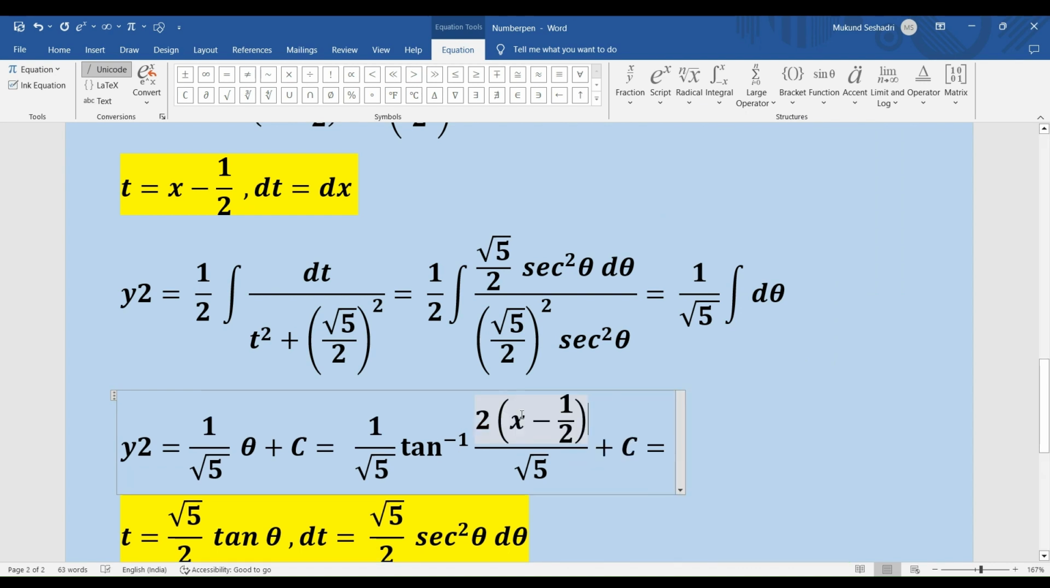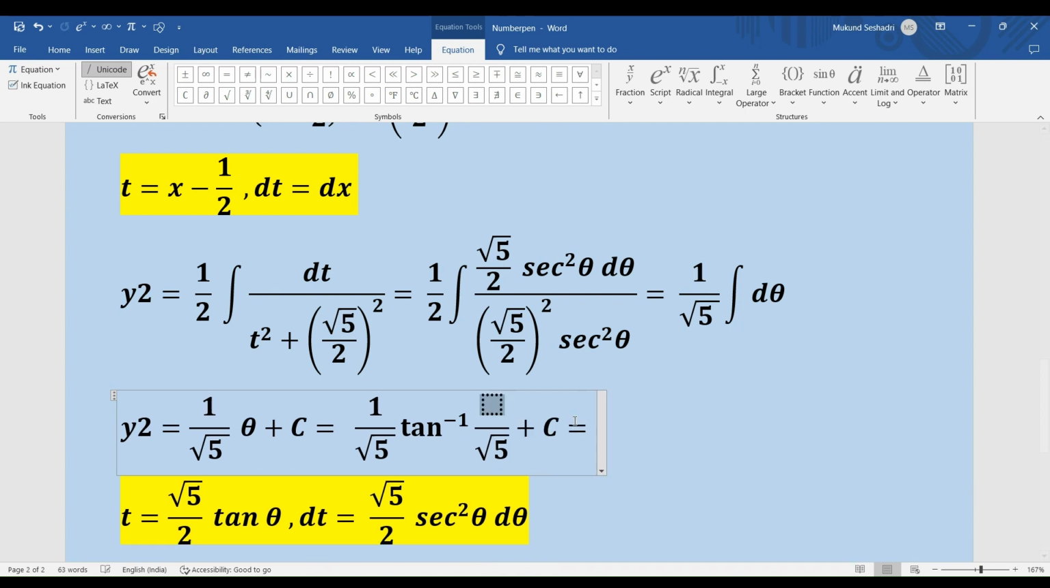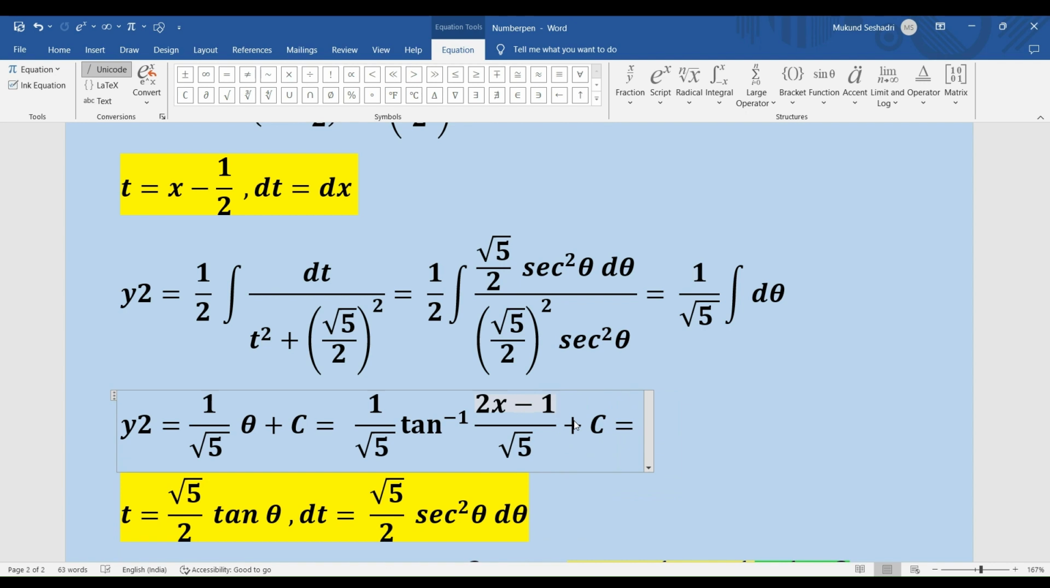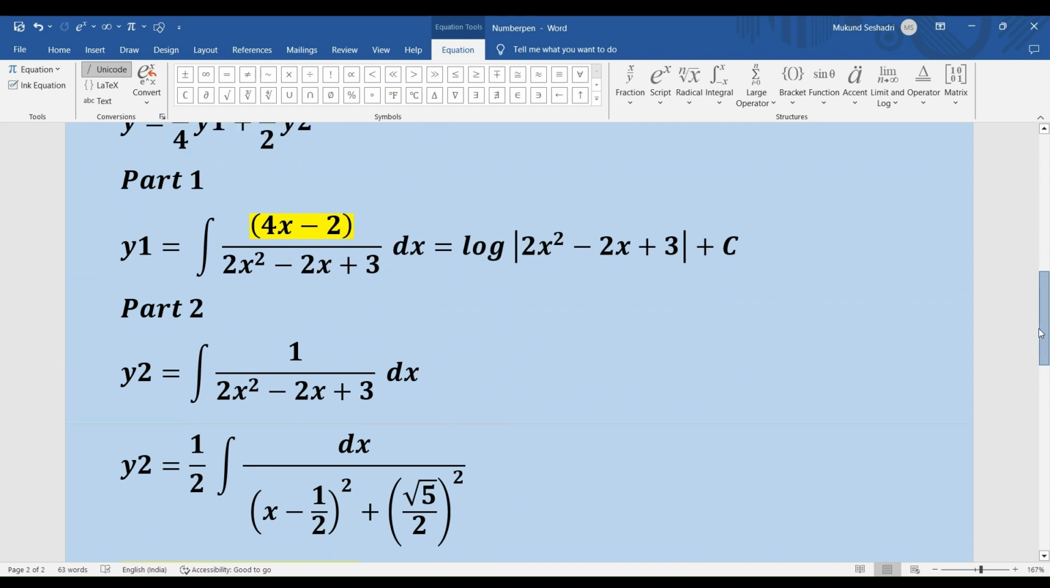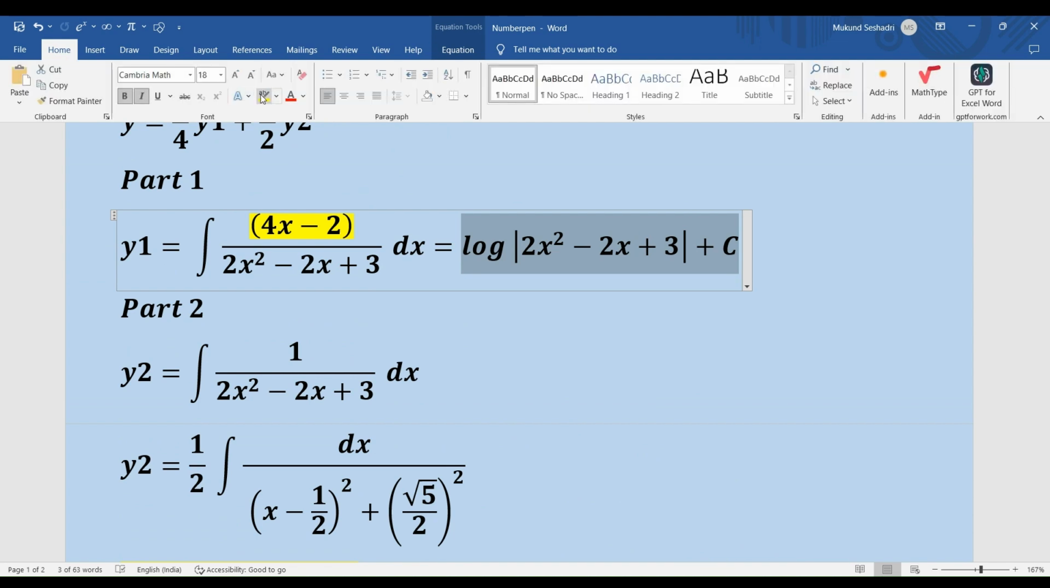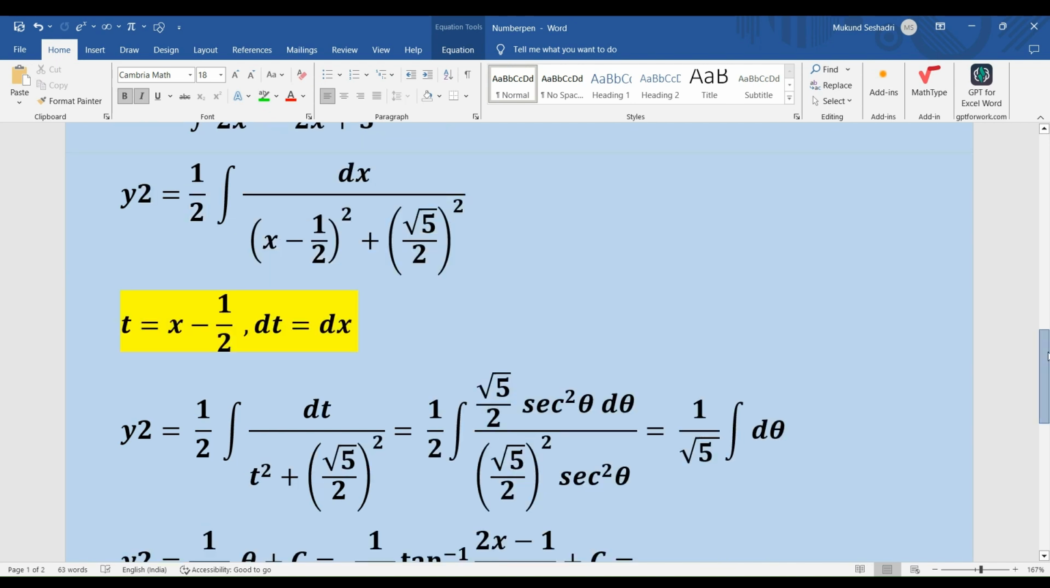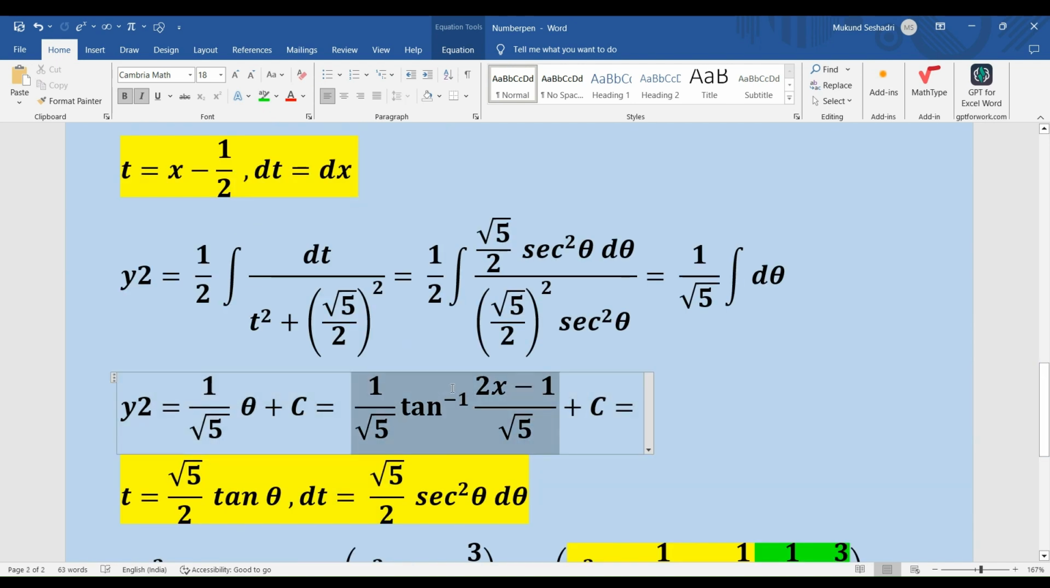And if I take the 2 inside, all that I will get is a 2x minus 1, right? So you have your y2 now, 1 by root 5 times tan inverse of 2x minus 1 divided by root 5 plus c. And then you also have your y1, right? So let me highlight my y1 and y2. My y1 is this particular log expression. And let me highlight it in green, right? And what is my y2? My y2 is nothing but 1 by root 5 times tan inverse of 2x minus 1 divided by root 5. Let me highlight that as well in green, right?